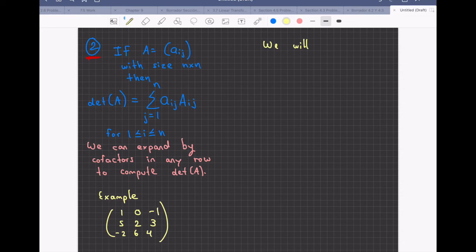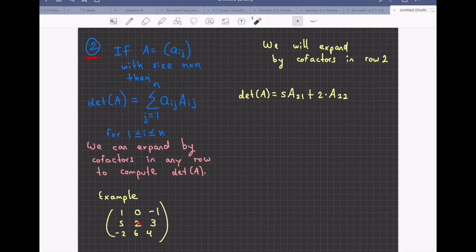We will expand by cofactors in row 2. So the determinant of A is going to be, focus on the row 2: 5 times the cofactor A21, plus 2 times the cofactor A22, because this 2 is in the row 2, column 2, plus 3 times A23.